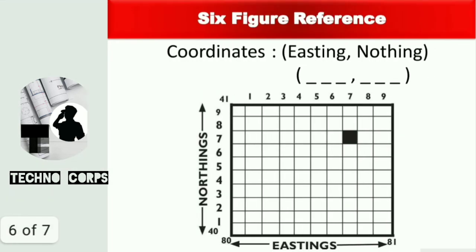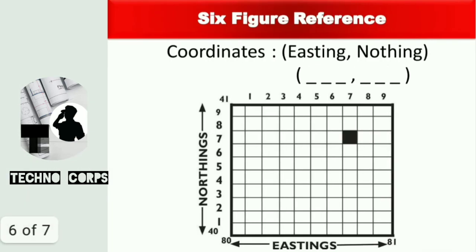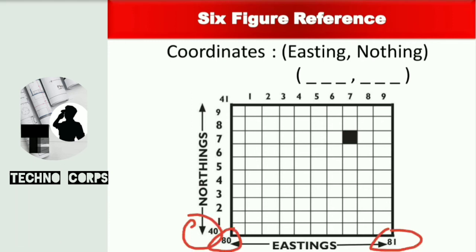So here we can see, the block we considered in the last slide was the 80, 81, 41, 40 block. Here you can see we are working in the similar block, that is 80, 81 easting points and 40, 41 northing lines. We have divided it into 10 equal parts in easting as well as in northing. First we need to give the address of that block, in the similar fashion as we did in the 4-figure.